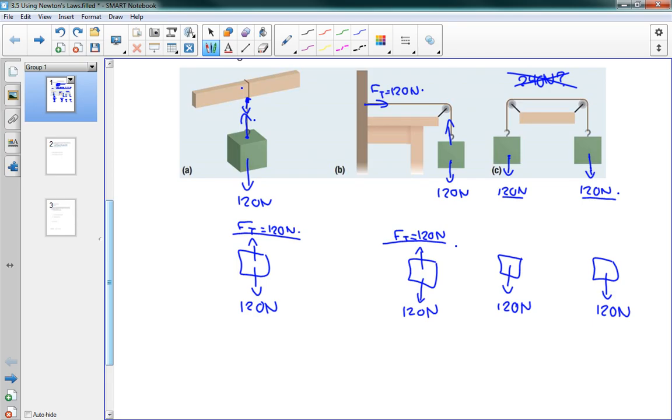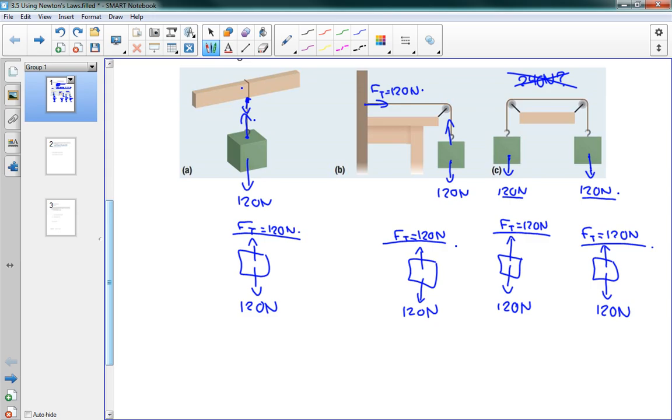For my first object on the left here, the only thing that's pulling it up is tension. So that means the tension has to be 120 newtons. Same over here, tension. Okay, so what's going on here? We have two masses pulling on the string. Both of them are pulling with 120 newtons, so shouldn't the tension be twice as big?